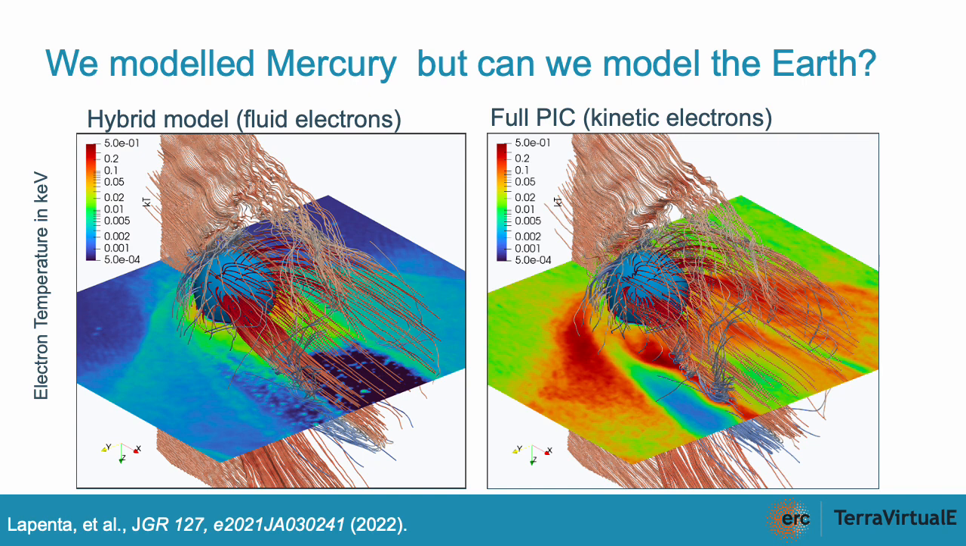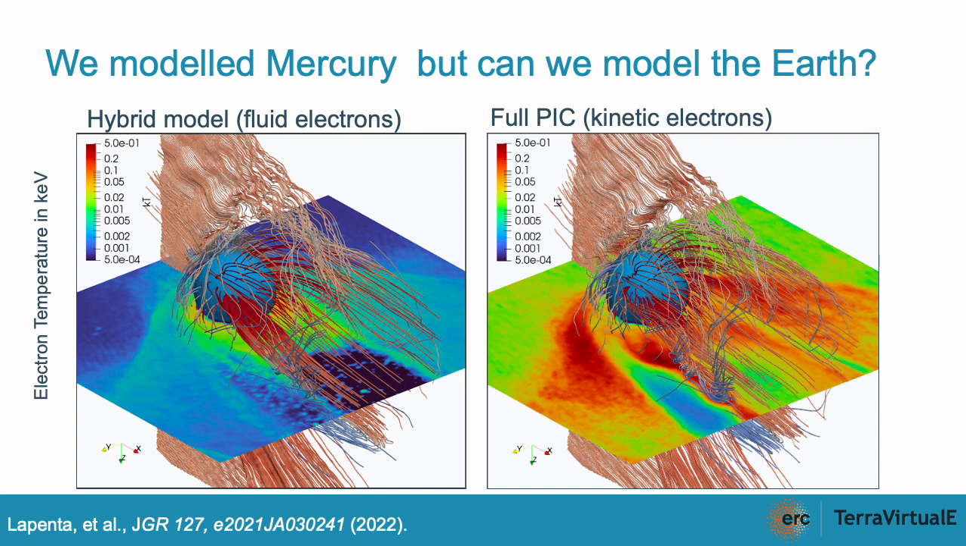This is a model of Mercury that has been recently published on JGR. On the left you see the model of Mercury for given solar wind conditions at reaching steady state, and you see what the electron temperature is, measured in kiloelectron-volt, in a hybrid simulation. Hybrid simulation means that the electrons are treated as a fluid species. On the right you see the same case when the electrons give their contribution.